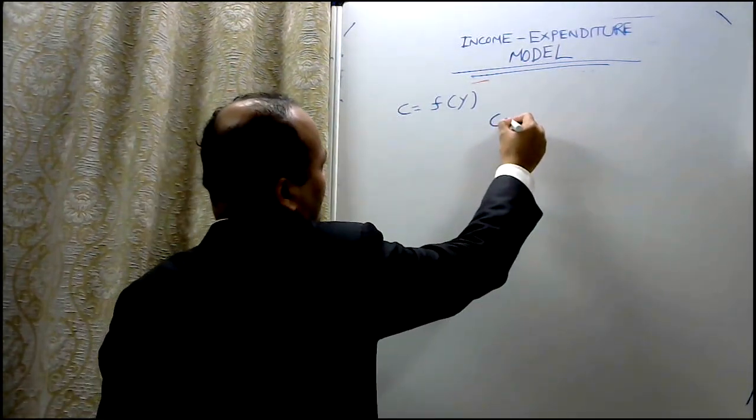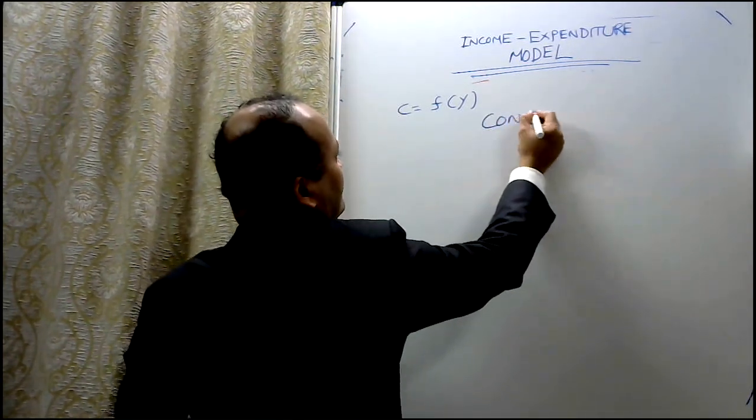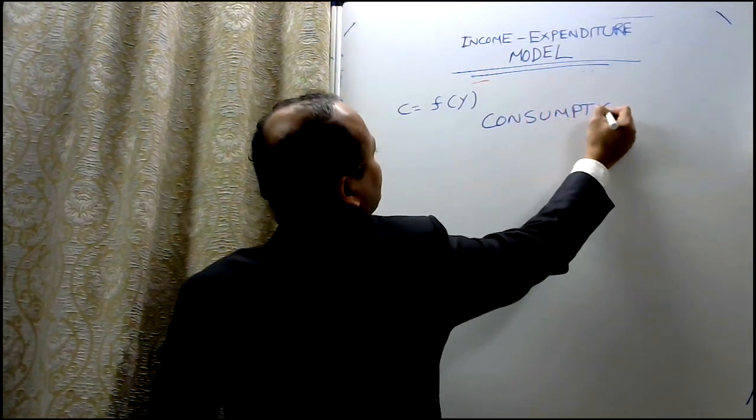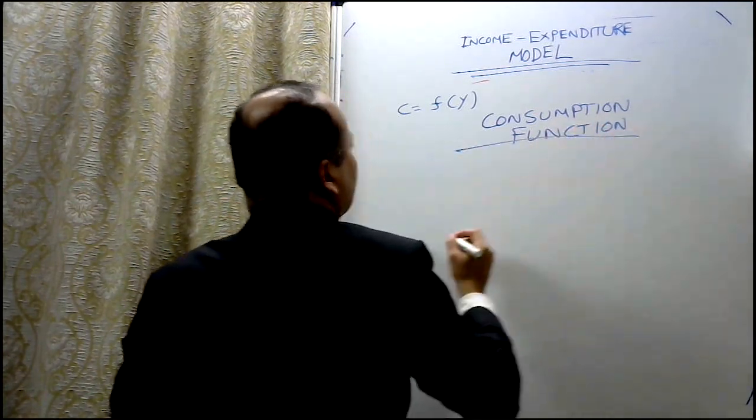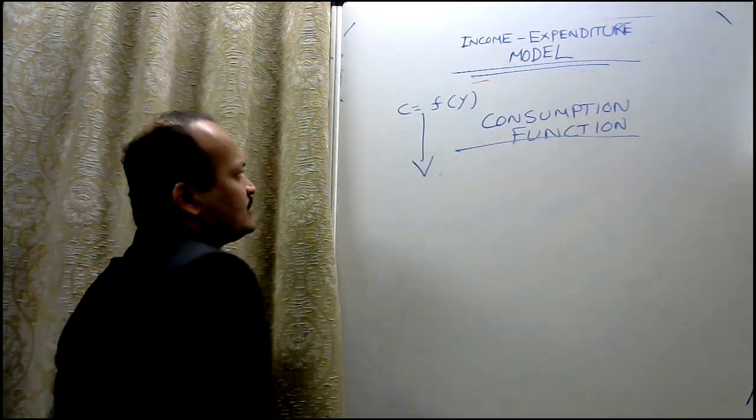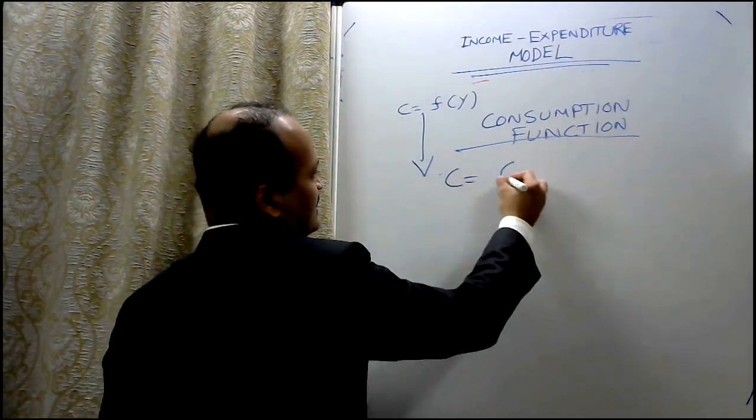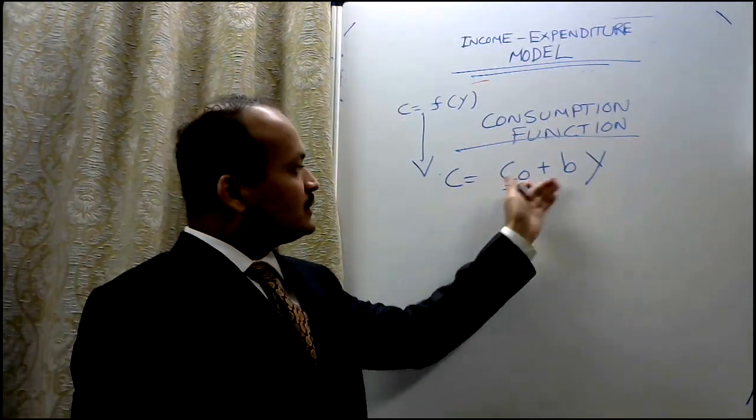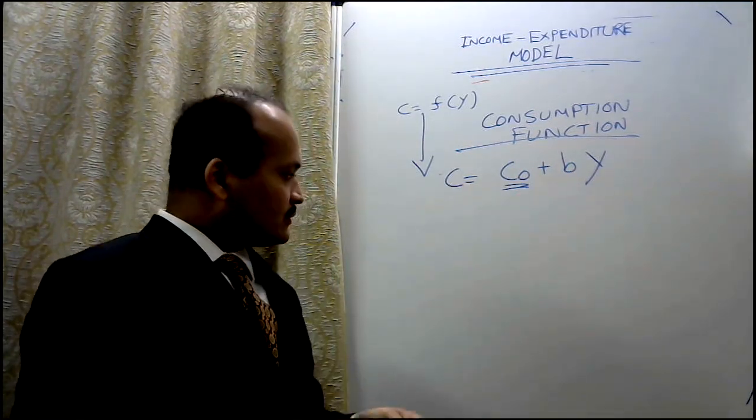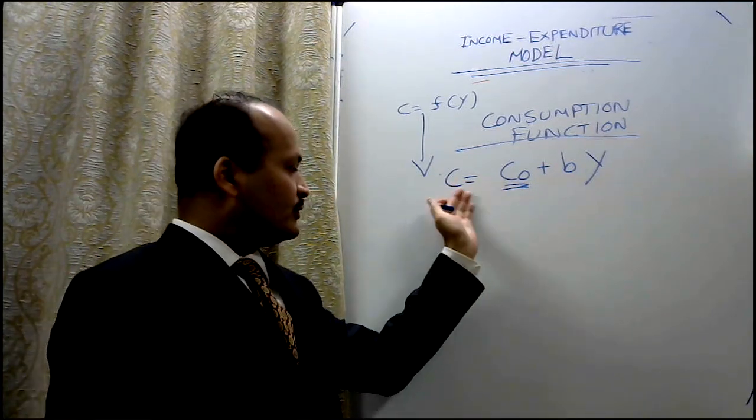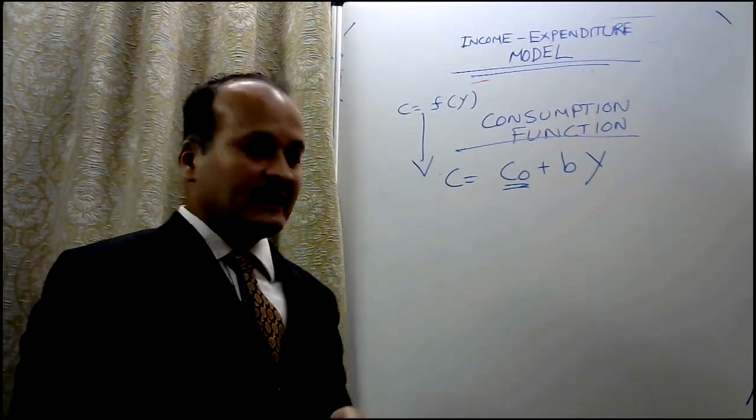We will discuss the consumption function, which is C. We have seen that C is a function of Y, but what is the functional form it takes? That we can represent as C is equal to C0 plus BY, where each of these terms has its own significance. B is the slope of this consumption function. It is represented in the format of y is equal to mx plus c, which is the equation of a straight line.